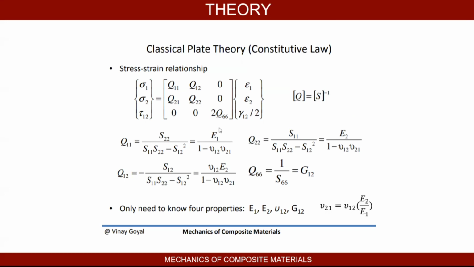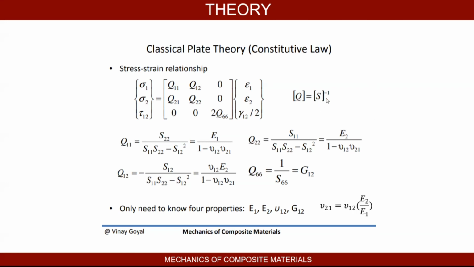So we're given modulus and Poisson measurements for the material, or allowables for the material. So we know these four properties in addition to Poisson's in the 2-1 direction, which can be calculated using this relationship. So from that, we want to relate stress to strain through the constitutive law. To relate strain to stress, that's done using the S matrix, which is the compliance matrix.